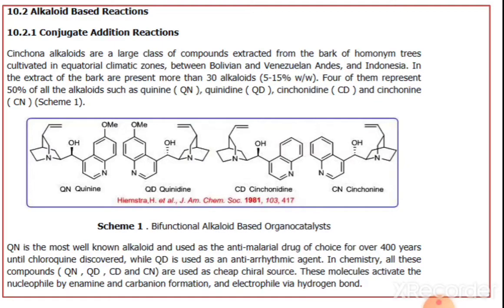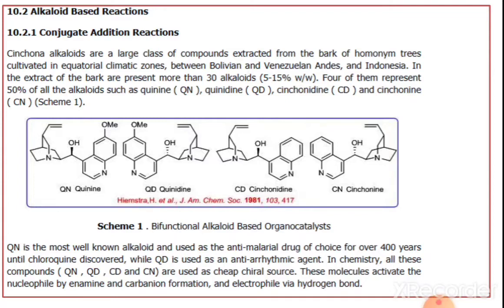For the conjugate addition reaction, different types of alkaloids are used, in which the cinchona alkaloids are a large class of compounds extracted from the bark of Cinchona trees. It is cultivated in equatorial climatic zones between the Bolivian and Venezuelan ends and Indonesia.